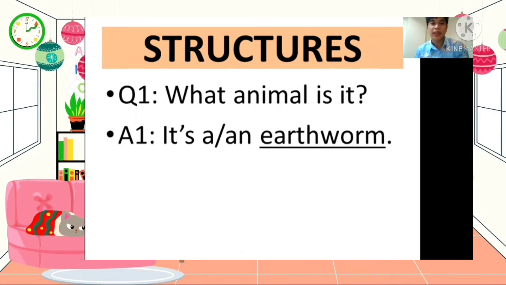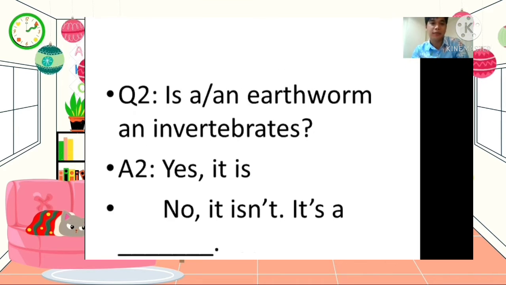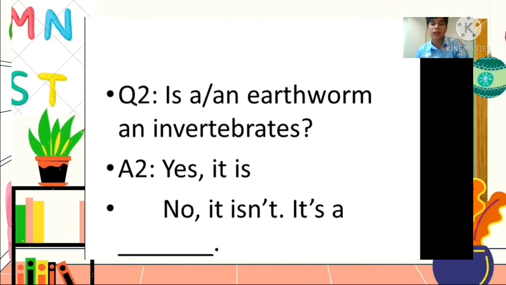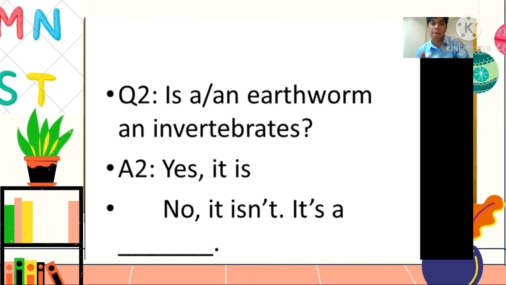For our sentence structures, I am going to say, what animal is it? And you are going to answer, it's an earthworm. Next, for our second structure, I am going to say, is an earthworm an invertebrate? You are going to answer, yes it is, or no it isn't. It's a blank.